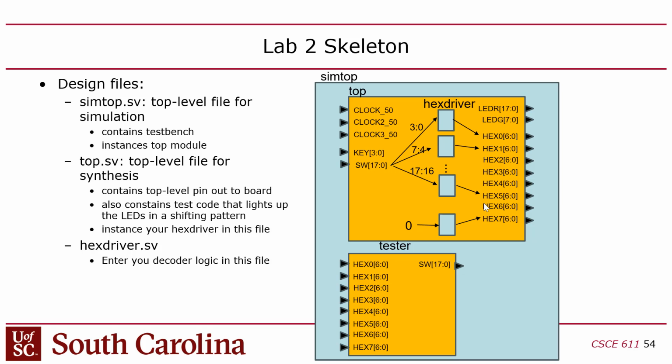So you're going to see clock 50, clock 250, clock 350. Those are the 50 megahertz clocks coming in. We never use clock 2 and 3, I don't know what they're for, but we always just use clock 50 as our clock. So you can ignore those guys.